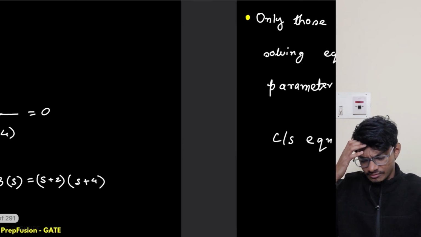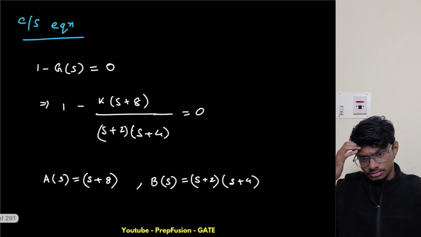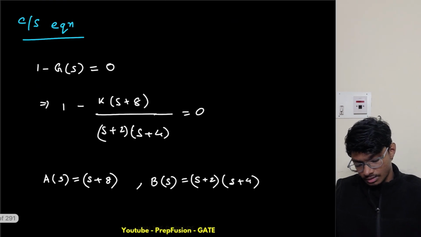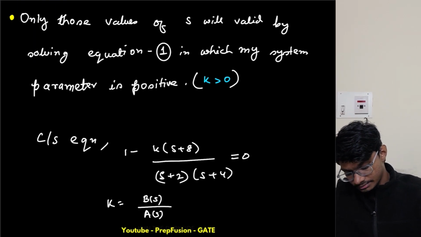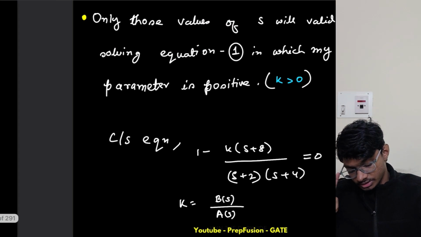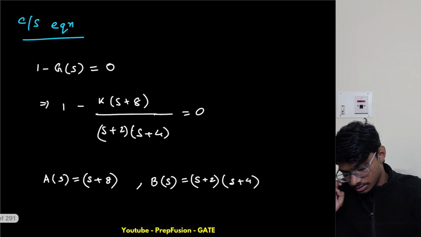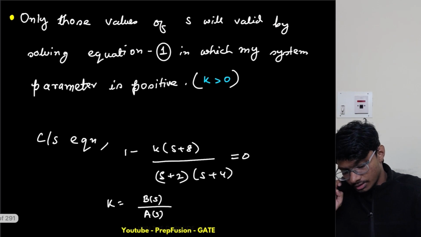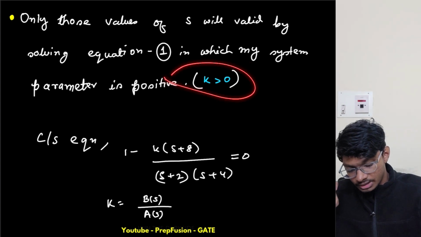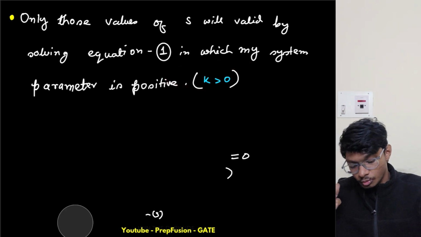If you solve this, I have written it down here also. Basically, only those values of s will be valid by solving equation 1, for which my system parameter k is positive. Yes, those points will be valid.